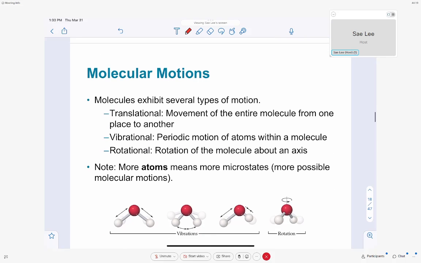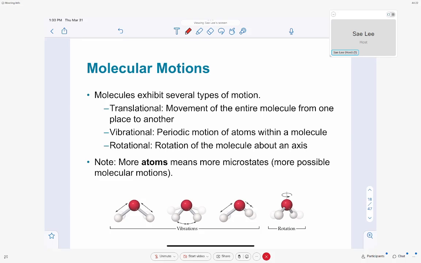The third factor that we can increase to increase the microstate is the number of molecules. Why? This is because of the molecular motions. If you have more molecules, there are more possible positions of molecules.